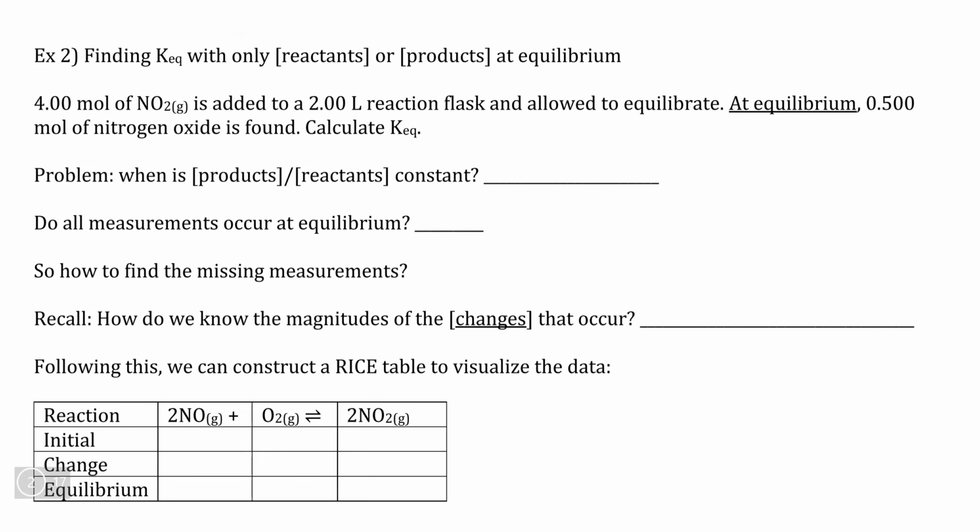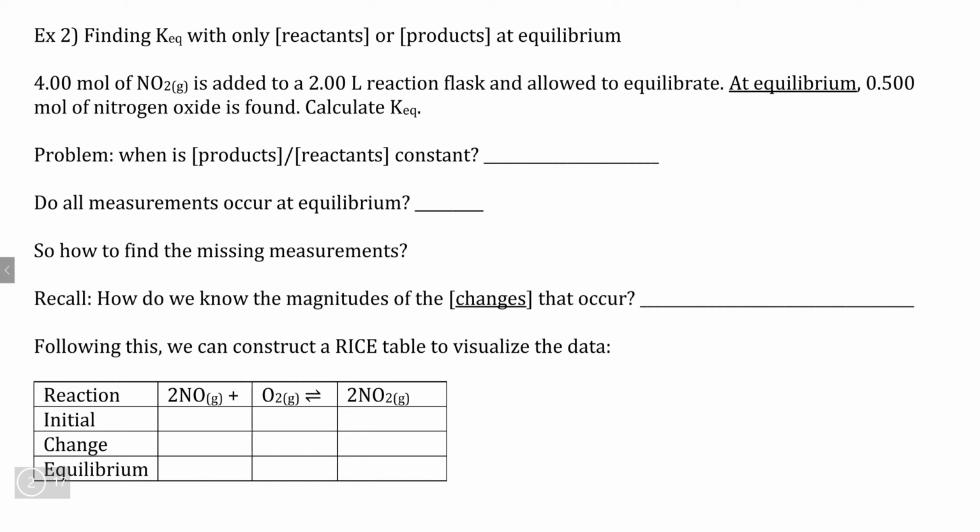However, we can see, as with the next problem, calculating KEQ is not necessarily always this straightforward. So we're told that 4.00 moles of nitrogen dioxide is added to a 2-liter reaction flask. Now let's go ahead and convert this into a concentration. So 4.00 moles divided by 2 liters is 2.00 moles per liter of nitrogen dioxide, and allowed to equilibrate.